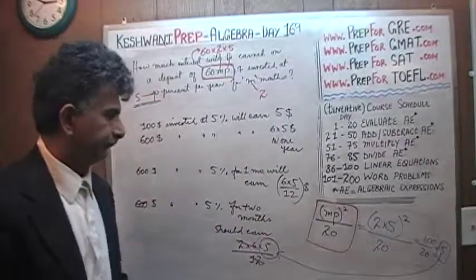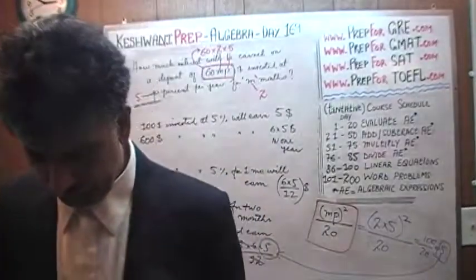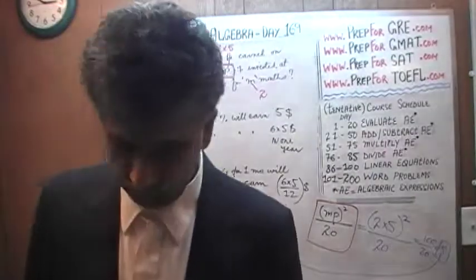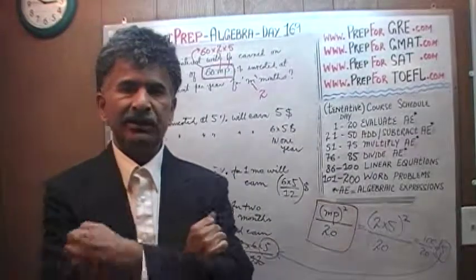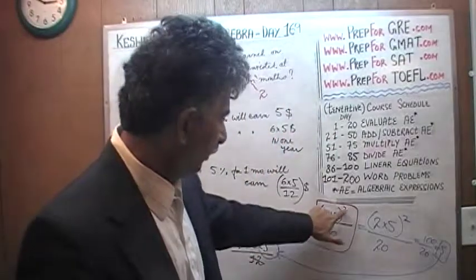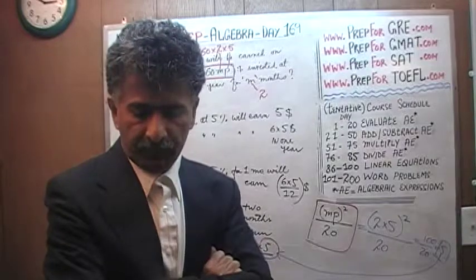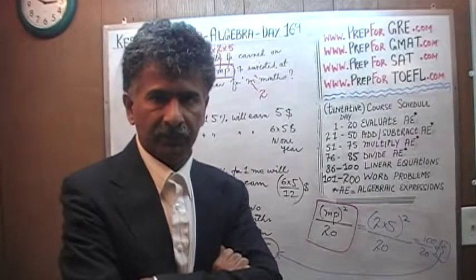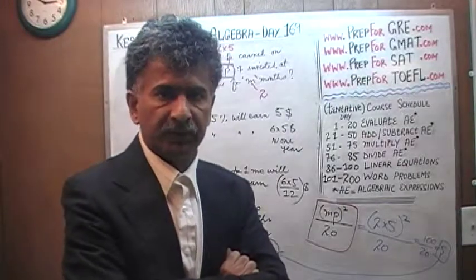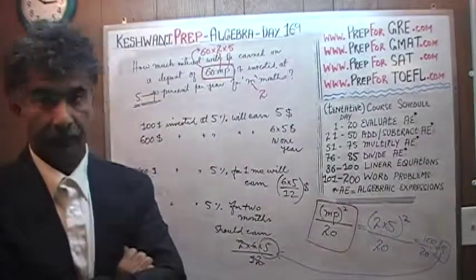Voila. They do give us the same answer. The answer is correct. The answer is M times P, whole squared, over 20. That's how much money we will earn on a deposit of 60 times MP dollars at P% per year for M months. That's it. I know, it's exciting.